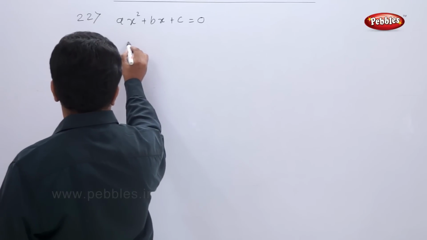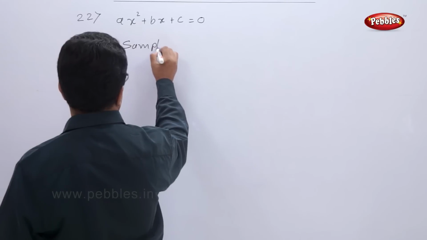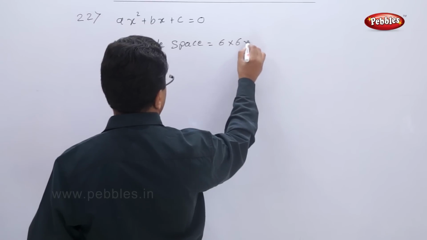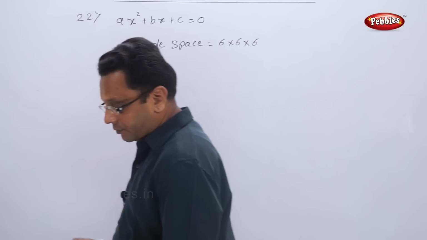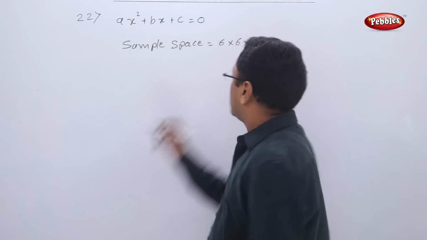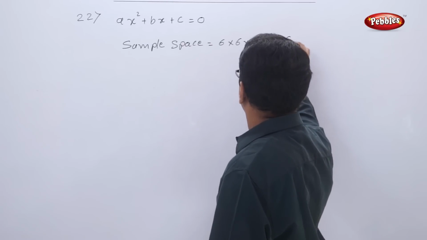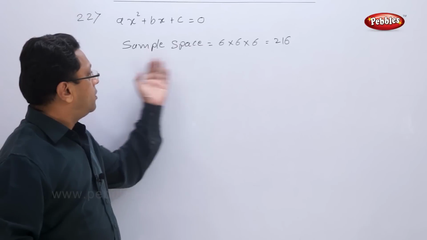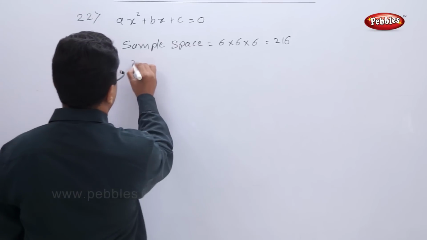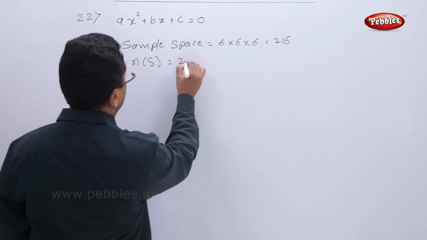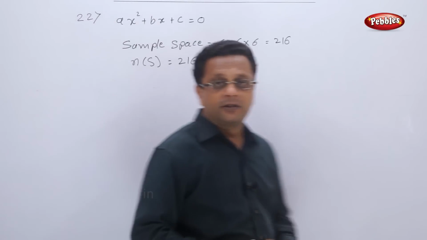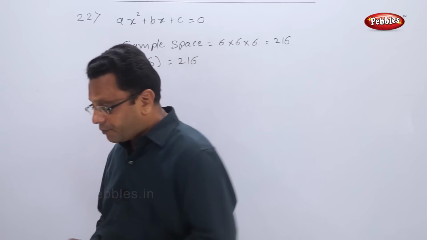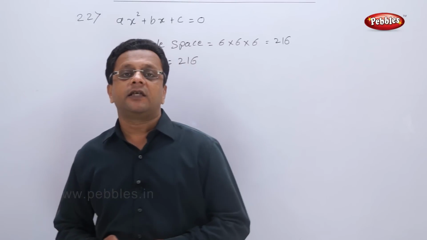So your sample space is 6 into 6 into 6, that is equal to 216. So what is your Ns? In this case Ns is equal to 216. Now what they asked: the equation has equal roots.